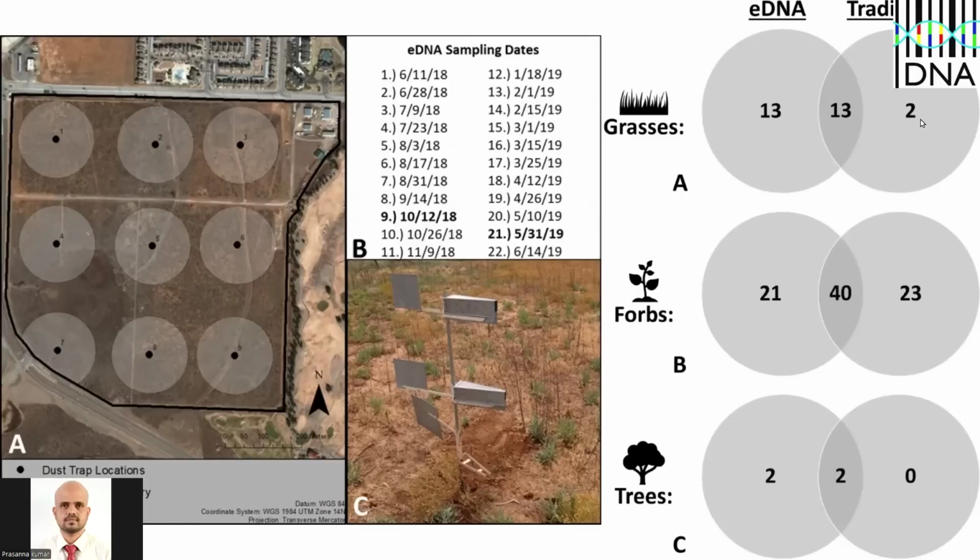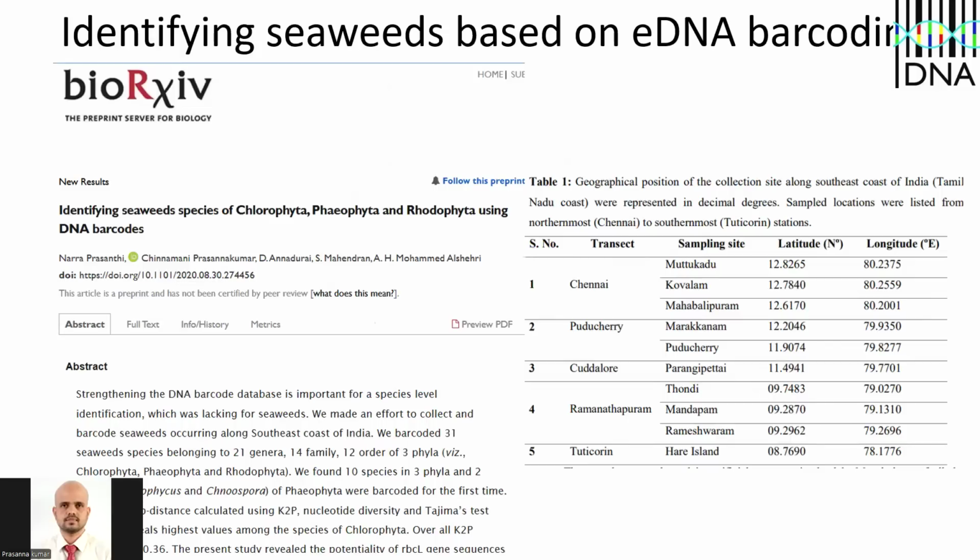The grasses that had been missed in the traditional survey were actually captured in the eDNA survey. Similarly, even trees. So there are lots and lots more fantastic applications. Even when the taxonomist is dwindling, we can do very well with DNA barcoding. We did a similar effort here. We wanted to study the effect of eDNA barcoding on seaweed biodiversity.